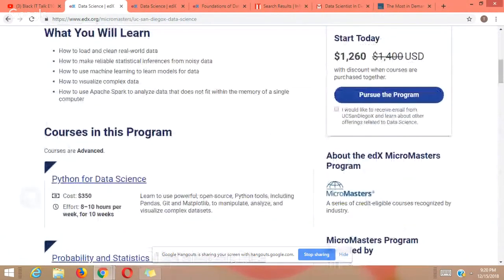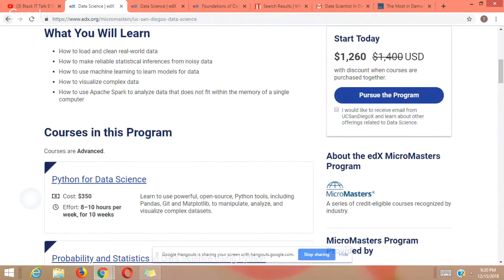So what you will learn: how to load and clean real-world data, how to make reliable statistical inferences from noisy data, how to use machine learning to learn models for data, how to visualize complex data. So it's all the same thing. How to use Apache Spark. Apache Spark is fairly new, but it's actually powerful. It's a powerful tool to analyze data that does not fit within the memory of a single computer.